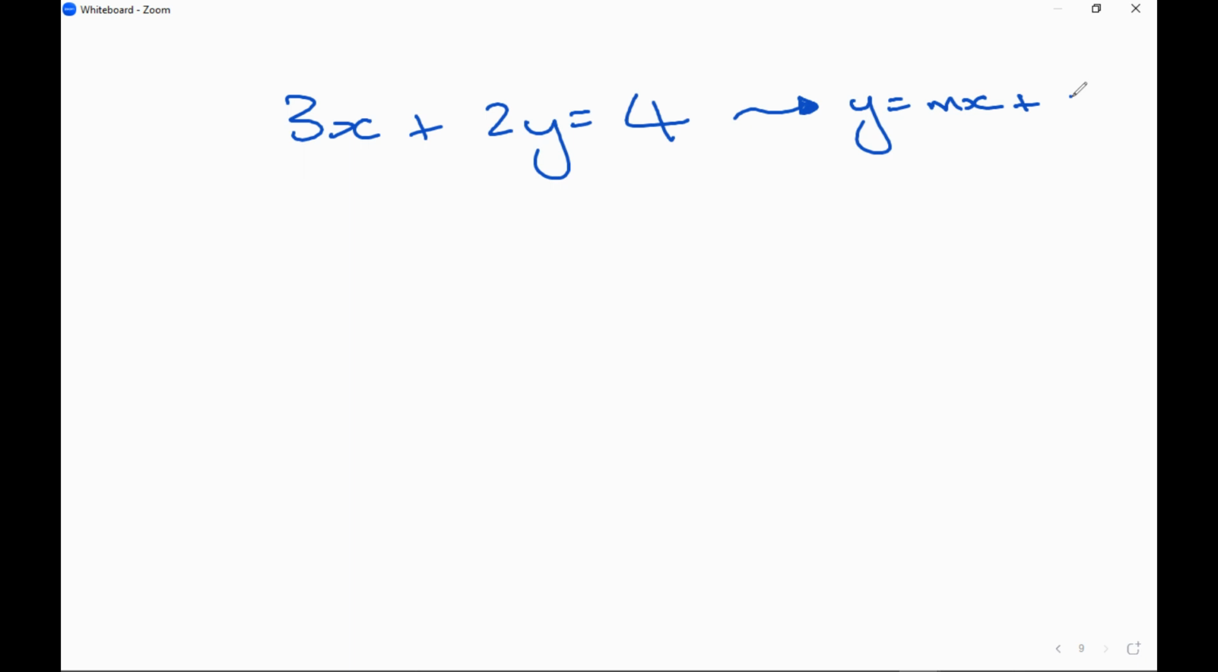All right, try this one again. If I give you 3x plus 2y is equal to 4, see if you can get it in the form y equals mx plus c, getting me the value of m and the value of c.